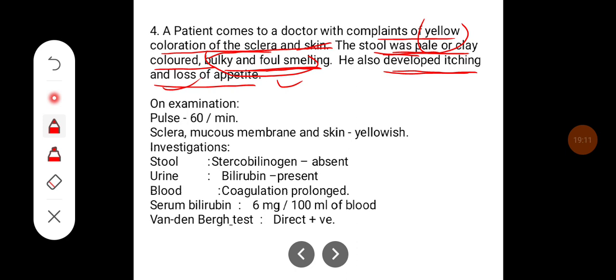On examination, pulse was 60 per minute. Sclera and mucous membrane were yellowish. Investigation showed the stercobilinogen was absent. Okay, so that tells the type of jaundice he is suffering from: obstructive jaundice.